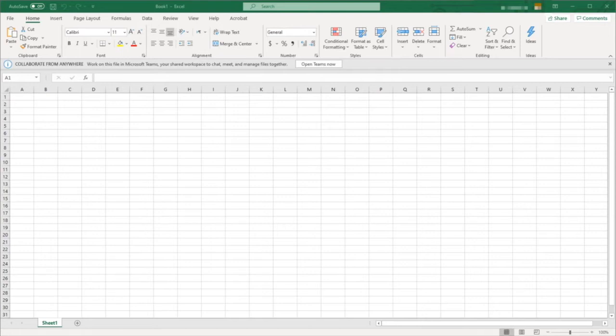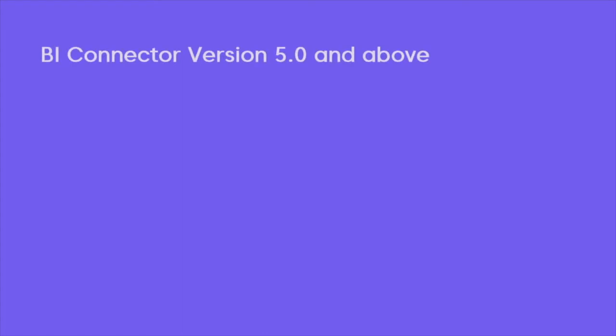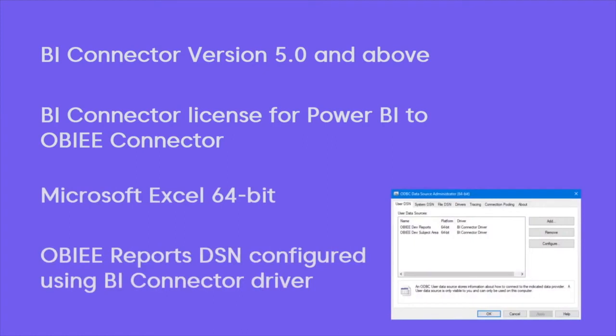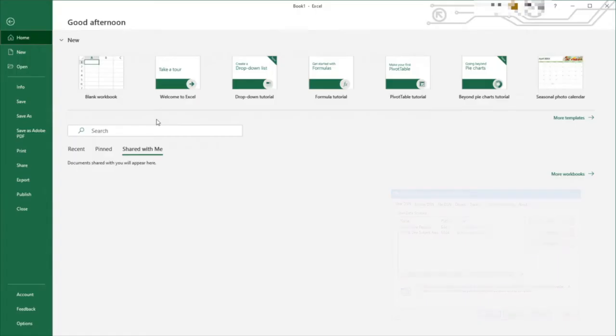Here are the prerequisites to get this working. You'll need BI Connector version 5.0 and above, BI Connector license for Power BI to OBIEE connector, Microsoft Excel 64-bit, and an OBIEE Reports DSN configured using the BI Connector driver. Now let's jump into the steps.